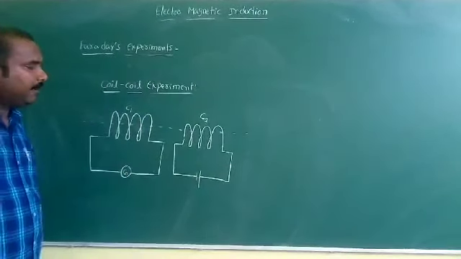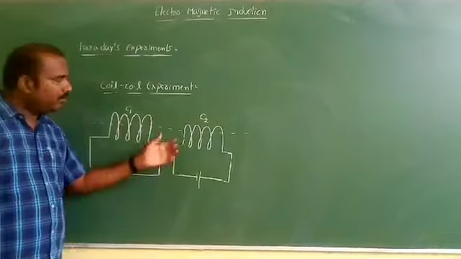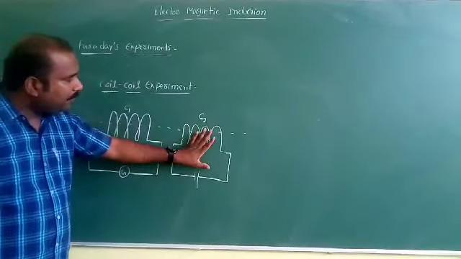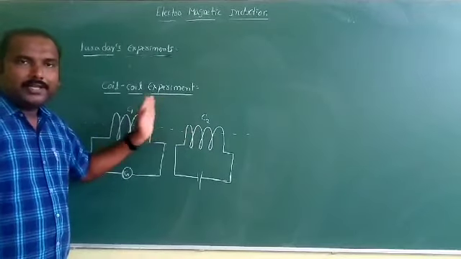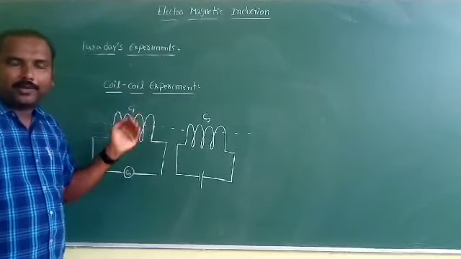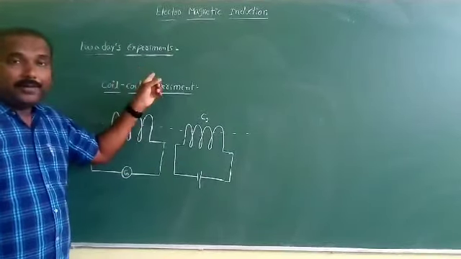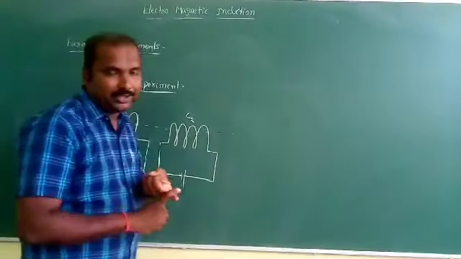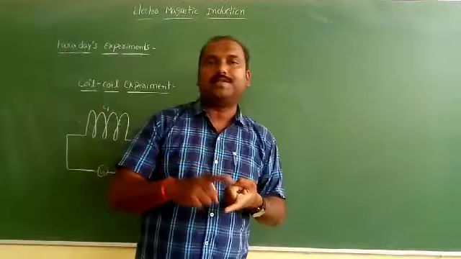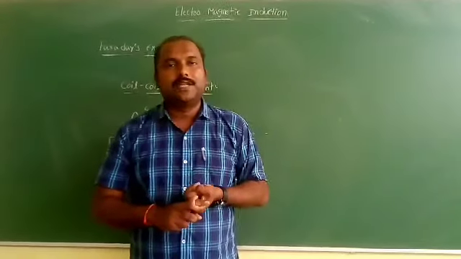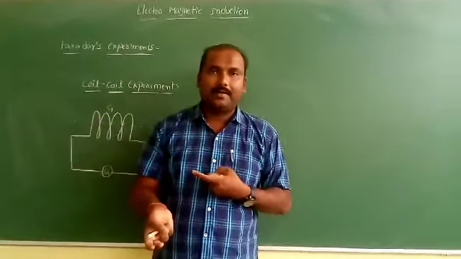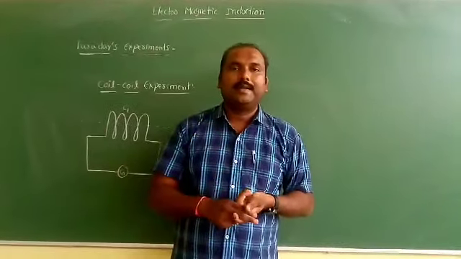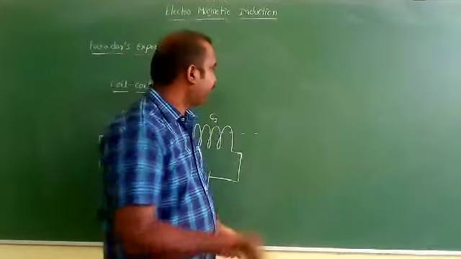So finally, from this one, it is concluded, one more important point, the same point. What is that? If one of the coils is moving towards the other coil or moving away from the other coil, what is the point? Magnetic flux changes, magnetic field changes, and this causes induced EMF in the nearby coil, and finally induced currents are produced. So this we call the coil experiment.